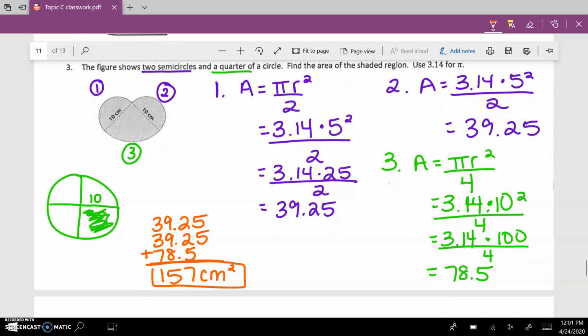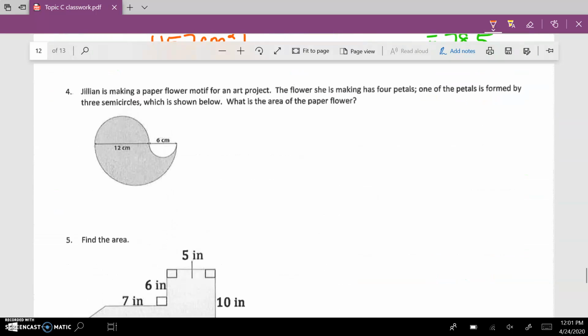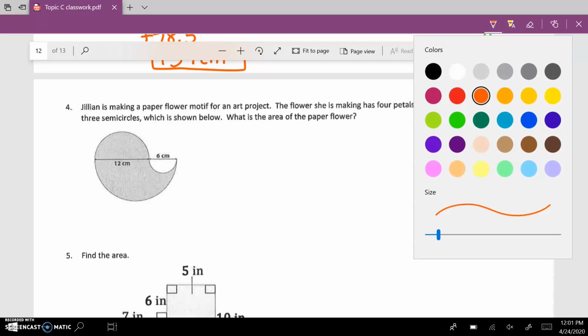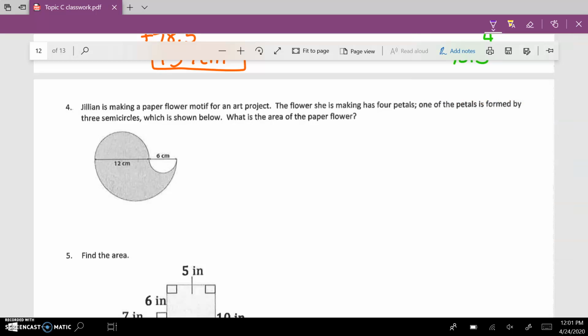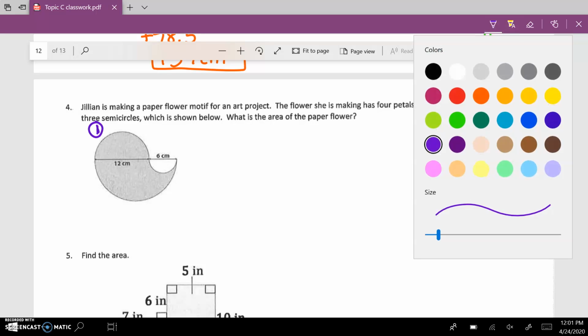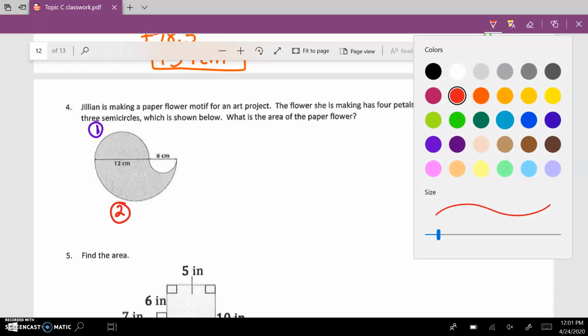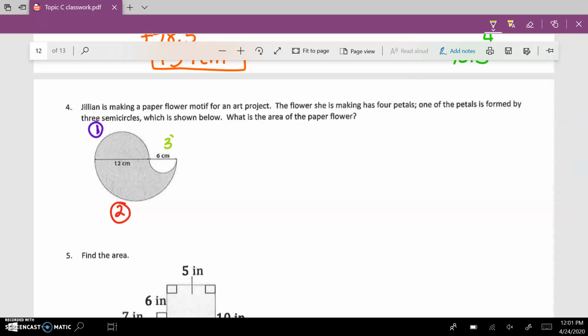And then on the next page, I want to do number 4. Number 4: Jillian is making a paper flower motif for an art project. The flower she is making has 4 petals. One of the petals is formed by 3 semicircles, which is shown below. What is the area of the paper flower? Again, I want to do some labeling because they said it's 3 semicircles. So I've got number 1 up top here. And then I'm going to call the bigger one number 2 down here. And then number 3 will be this little guy here.